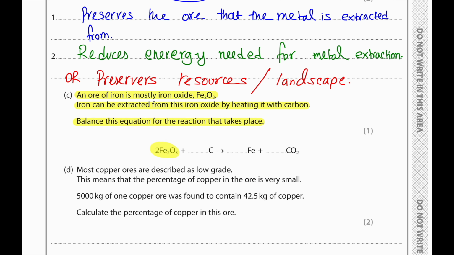So when iron oxide is reacted with carbon, it produces carbon dioxide. To balance the left-hand side with the right-hand side, let's look into the number of iron. There are 4 irons on the left-hand side, so 4 irons must be on the right-hand side. Now in terms of oxygen, there are 2 times 3, 6 oxygen present. So 6 oxygen will produce 3 carbon dioxide because 3 times 2 is 6 oxygen. So 3 carbon will be needed to extract.